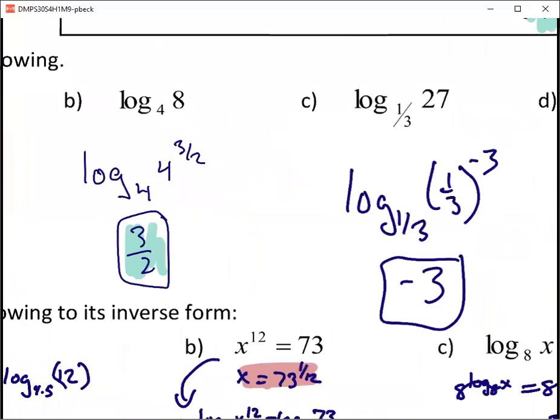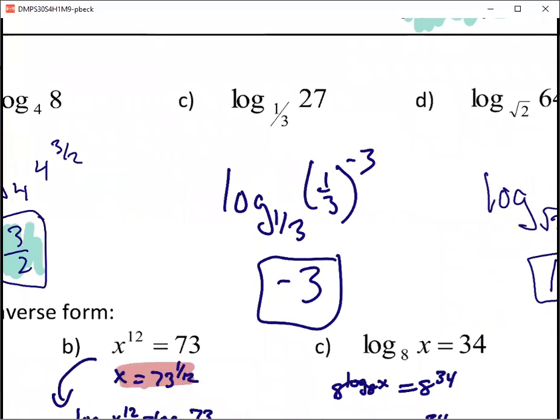So log base 1/3 of 27. Well, let's rewrite 27 as 1/3 to a power. Well, how do I turn 1/3 into a 27? Well, first we have to reciprocate it, which is where the negative exponent comes in. So now that 1/3 reciprocates to 3, 3 to what power is 27? 3. So log base 1/3 of 1/3 to the negative third is negative 3.